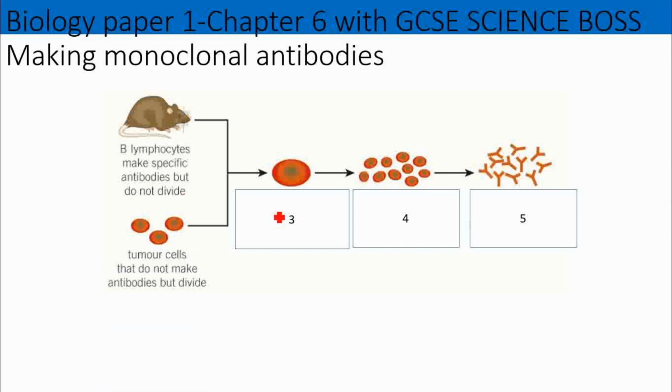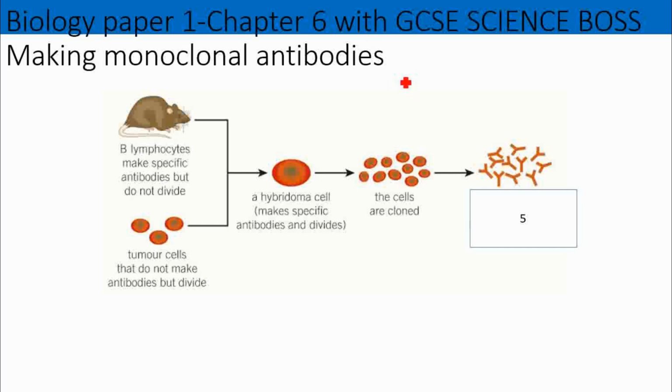Okay, then you have your tumor cells. Remember, they don't make the antibodies, but they can divide. Now you join them together to make the hybridoma. So together you now have the hybridoma, which has the antibody and the tumor cell, so it's able to divide a lot and also produce those specific antibodies. It's cloned. Now you make lots and lots of them, and then guess what? It's now able to produce lots and lots of antibodies.